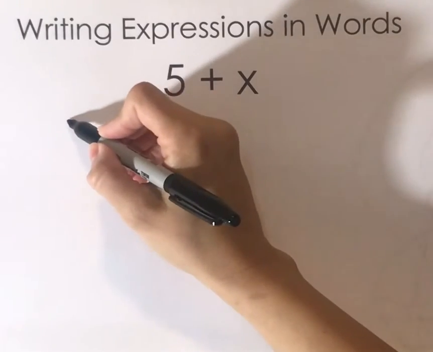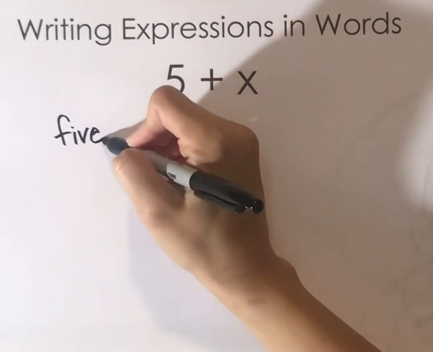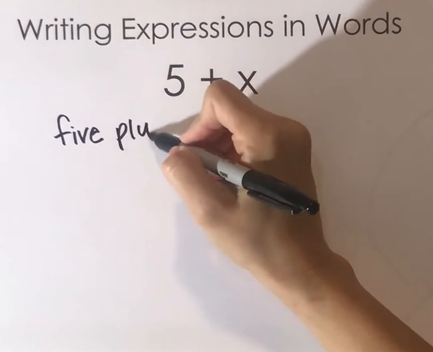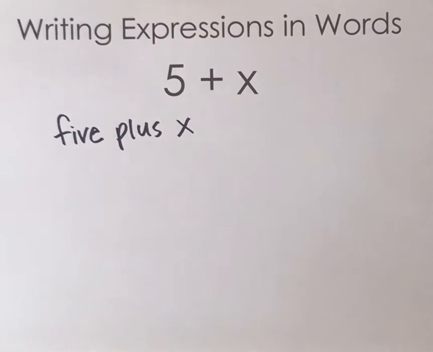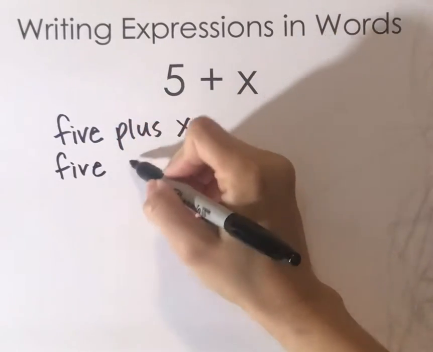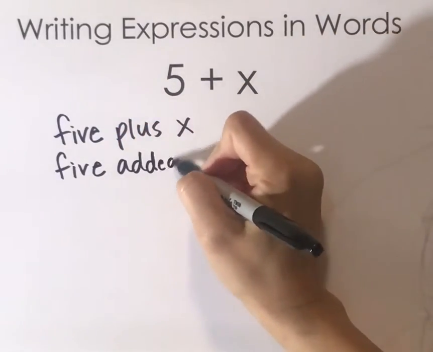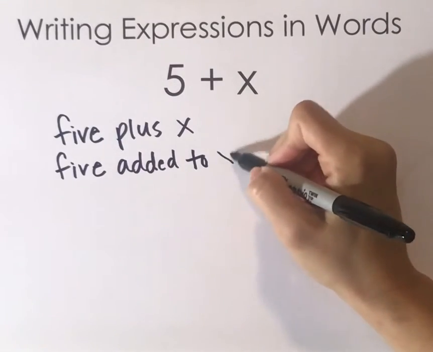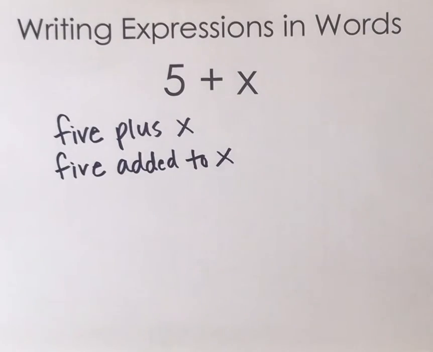So this one we would say 5 plus x. And that's a very simple way to say that expression. Another way that you could say it is you could say 5 added to x. And that works for that as well.